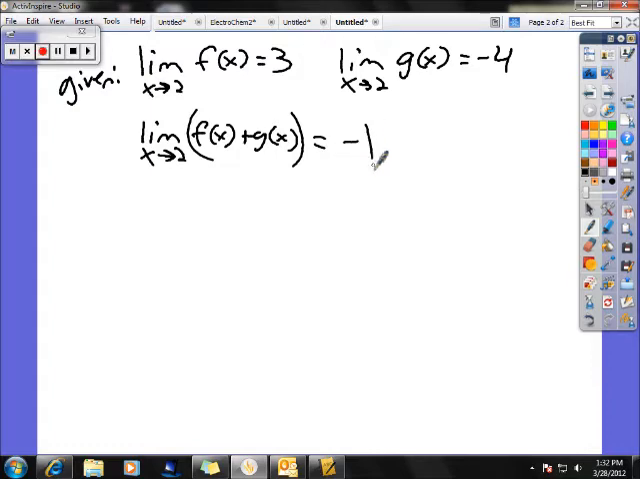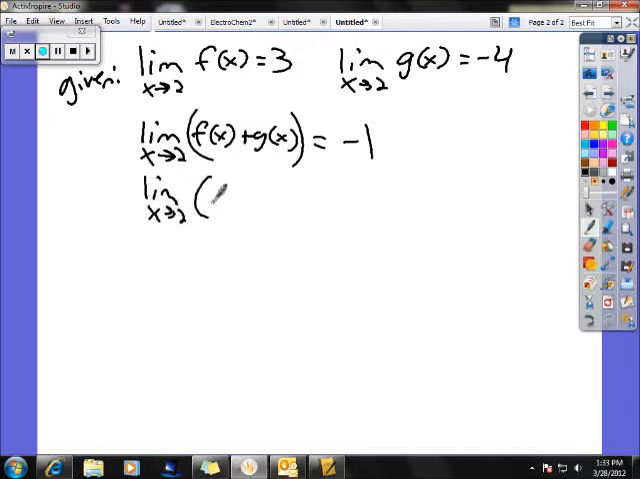Now, what has to remain the same though? The number. Yeah, we gotta be looking at the same point, which is the number that x is approaching. So if this question said limit as x approaches 3 of f of x plus g of x, you don't have any information to deal with that. But as long as it's the same point, then you just treat it like you normally would with adding and subtracting. Okay.